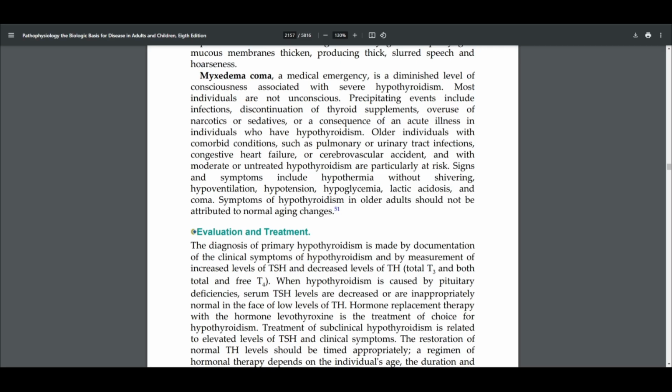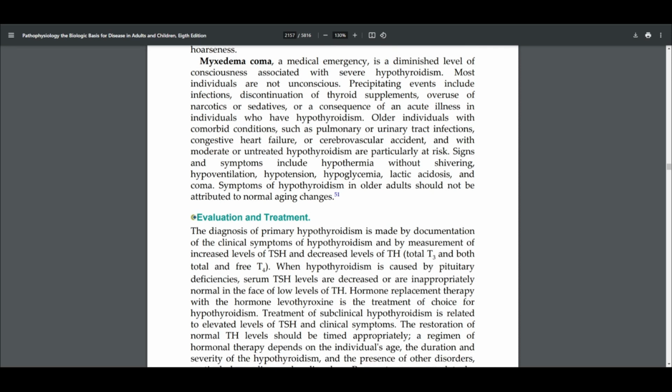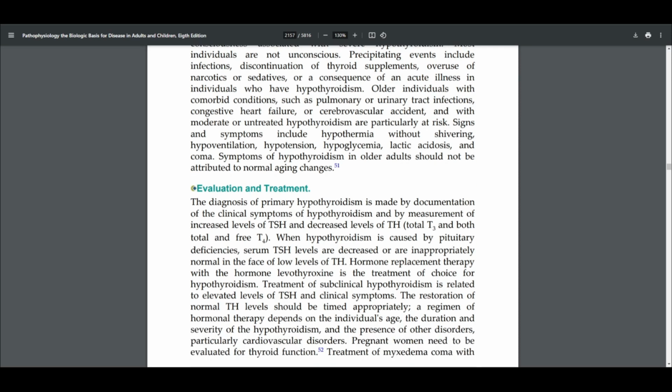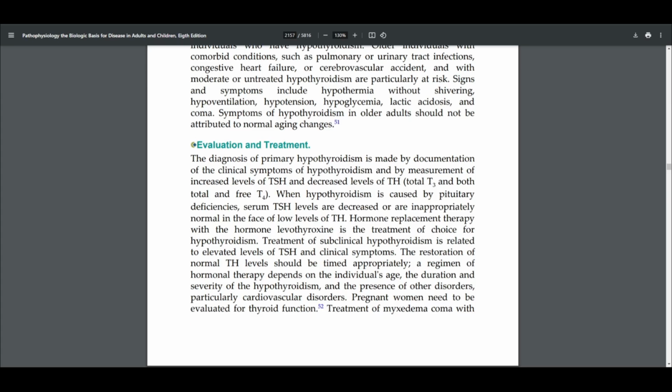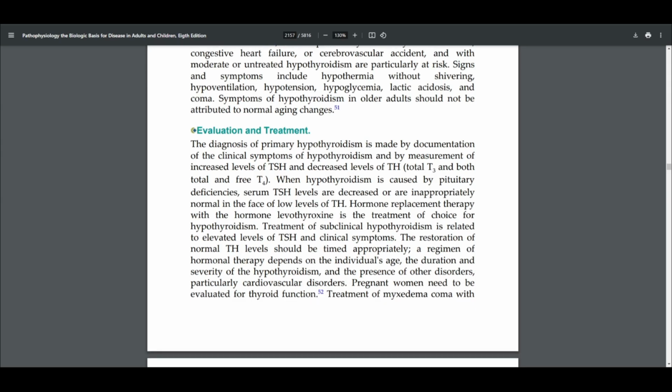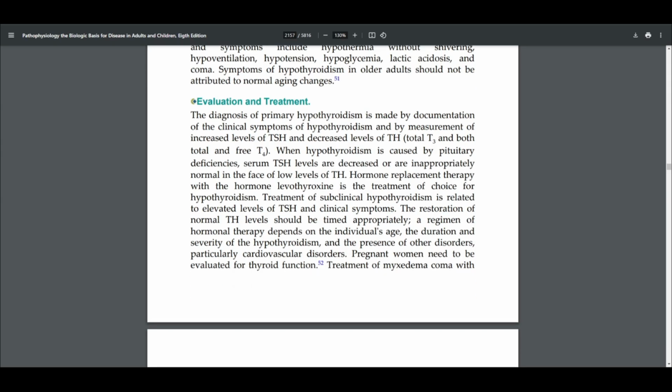Signs and symptoms include hypothermia without shivering, hypoventilation, hypotension, hypoglycemia, lactic acidosis, and coma. Symptoms of hypothyroidism in older adults should not be attributed to normal aging changes.